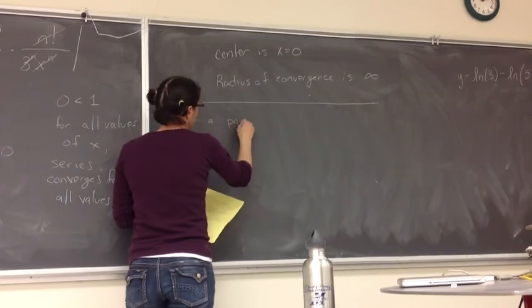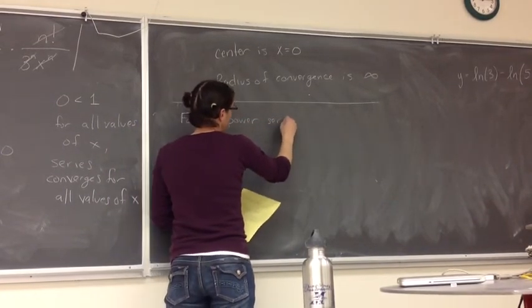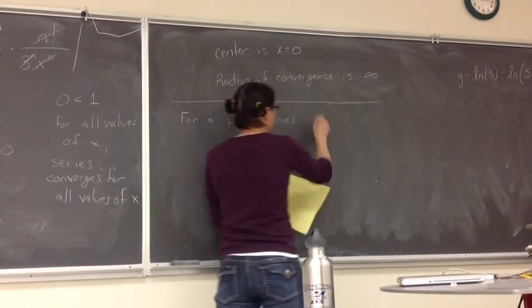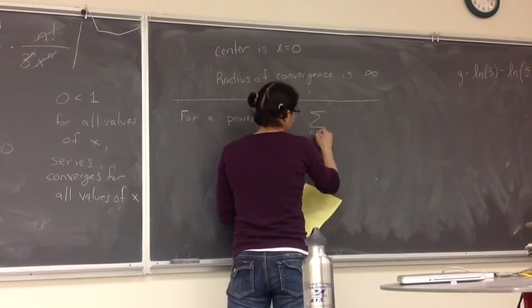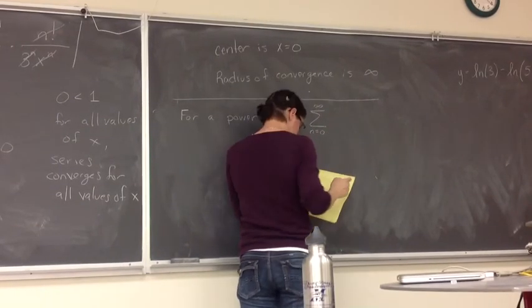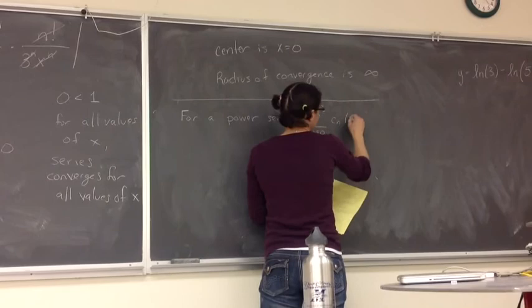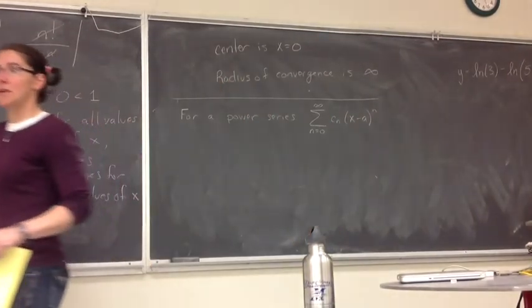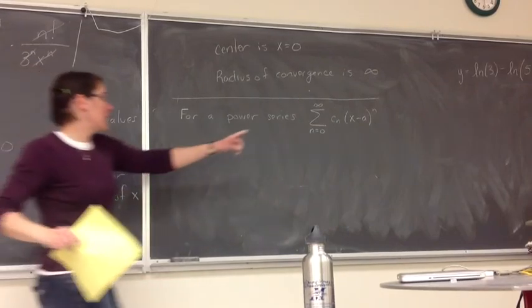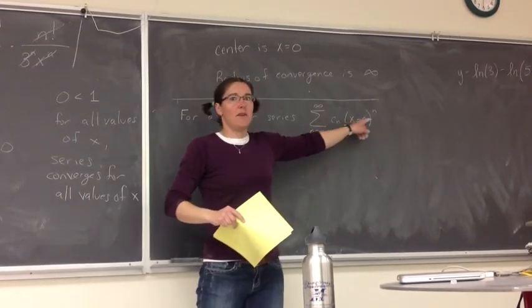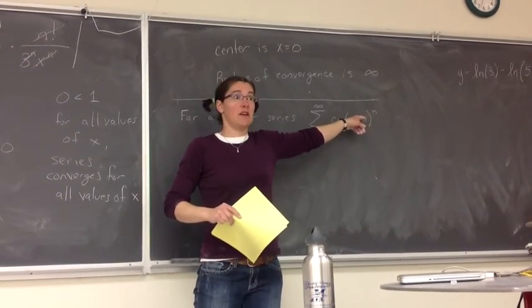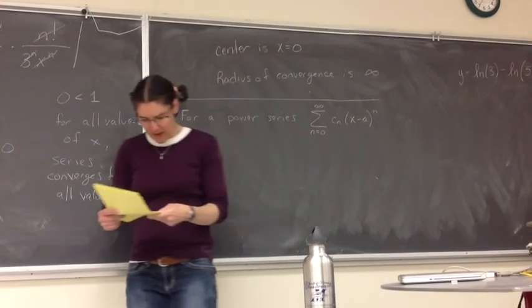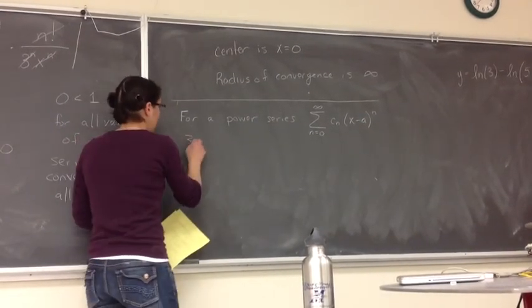So for a power series given by the sum where n goes from 0 up to infinity of Cn times (x minus a) to the n. So we've got a power series, we've got coefficients, we have x minus a raised to a power, so this power series is centered at x equals a. We have 3 possibilities.